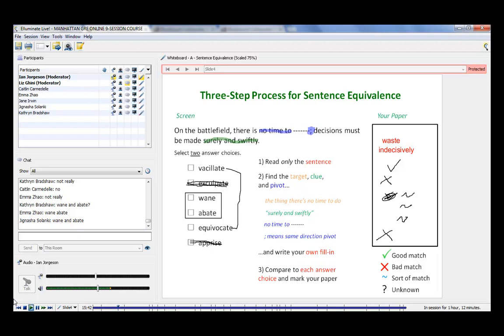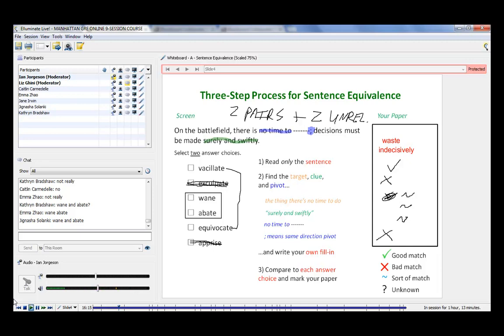Okay, so that means that probably vacillate and equivocate are synonyms as well. And the reason I say that is on the vast majority of these problems, you're going to get two pairs of synonyms and two unrelated words. That's what's going to happen almost every one of these problems. Two pairs of synonyms and then two completely unrelated words. So in this case, exculpate and apprise are our two unrelated words, and then wane and abate are one of our pairs.